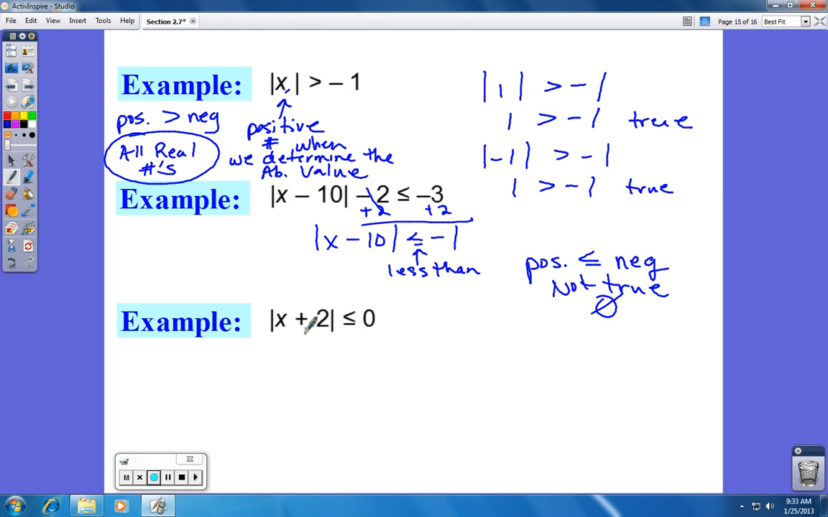And this here, you're going to have only one solution, just like with the equations whenever you solve this particular inequality.